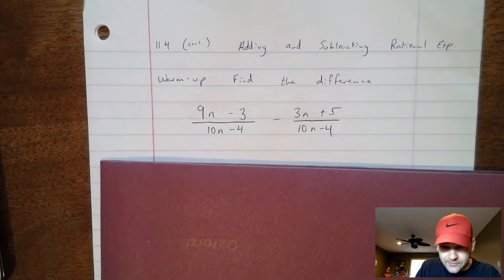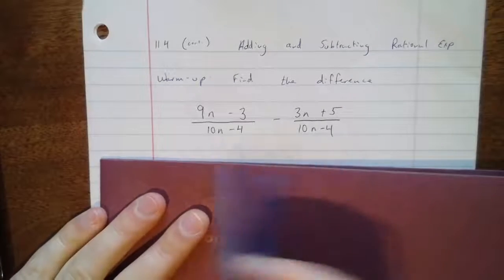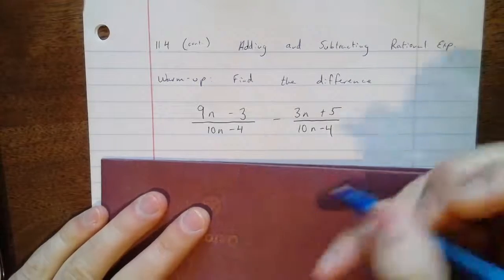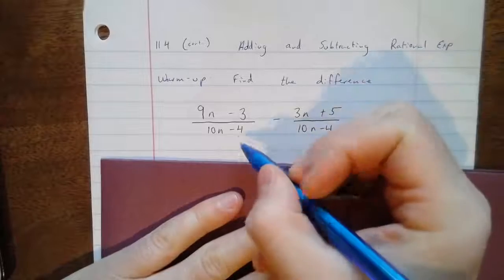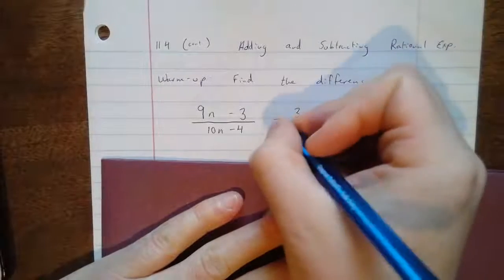So let's get started with today's lesson, and we're just expanding on what we talked about in the last lesson, adding and subtracting rational expressions. We're going to warm up with something similar. First thing, find the difference between these expressions. Again, from yesterday, if denominators are the same, we can simply add or subtract the numerators. So let's try that.